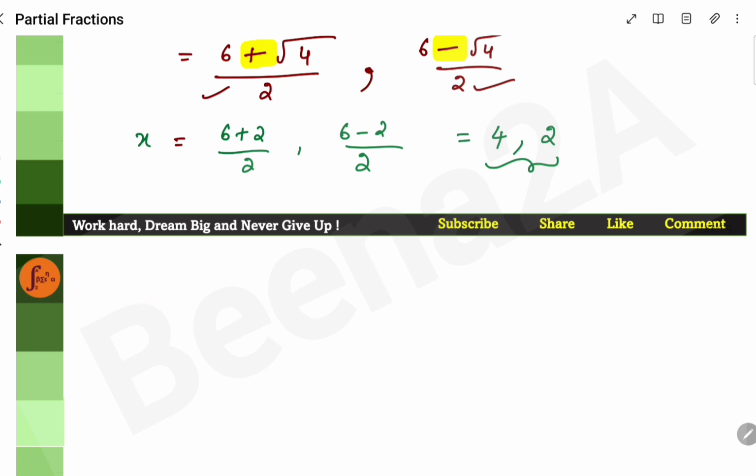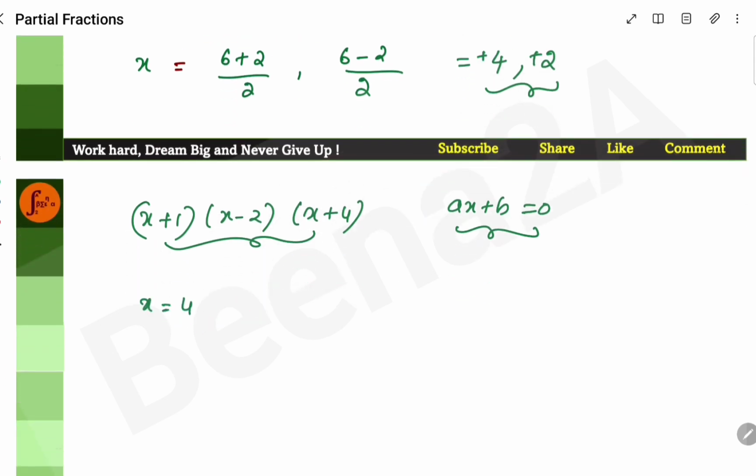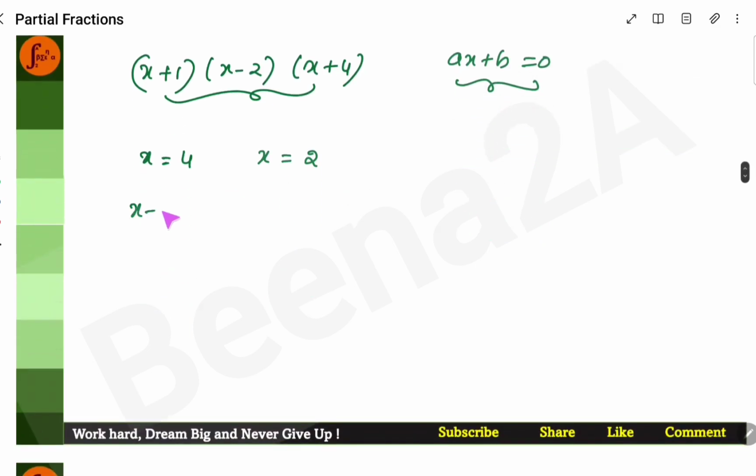How should the linear equation be? It should be like this: x plus 1, x minus 2, x plus 4. In this form it should be ax plus b is equal to 0. This is how we represent linear equation, ax plus b. Now we have two values of x, right? 4 and 2. So the value of x is equal to 4 and another value of x is equal to 2. Now we'll have to write this as x minus 4. If I shift 4 this side, this is plus 4. When I shift, it will become minus 4. Here again, when I shift 2 here, it will become x minus 2. So these are the two linear equations.